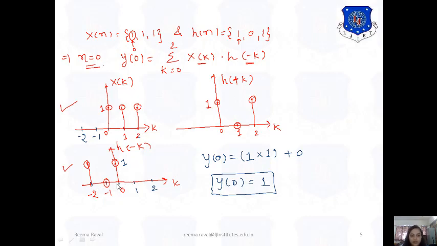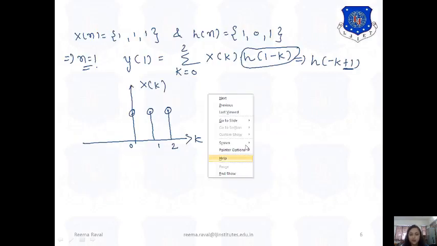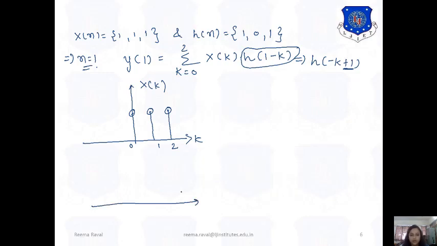That means now the instant 0 will move to 1, this minus 1 will move to 0, and this minus 2 will move to the minus 1 value. Okay, so now according to this, let us plot h of minus k plus 1, or else you can say 1 minus k, right? So this is h of minus k plus 1.